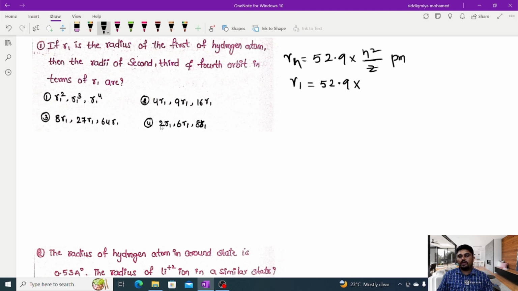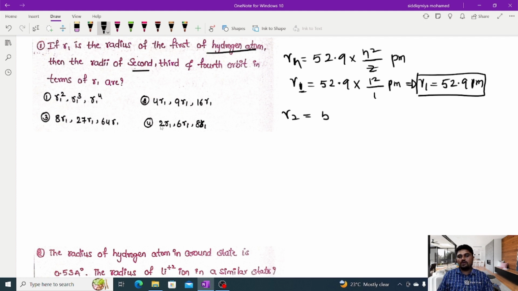So R1 is equal to 52.9. Here, what is the n value? R1 means the first orbit, so 1 square, and it belongs to the hydrogen atom, so z is 1. So you will get the R1 value, 52.9 picometer. Now you have to find out R2. R2 you will get 52.9 into 2 square by 1, which means 52.9 into 4.